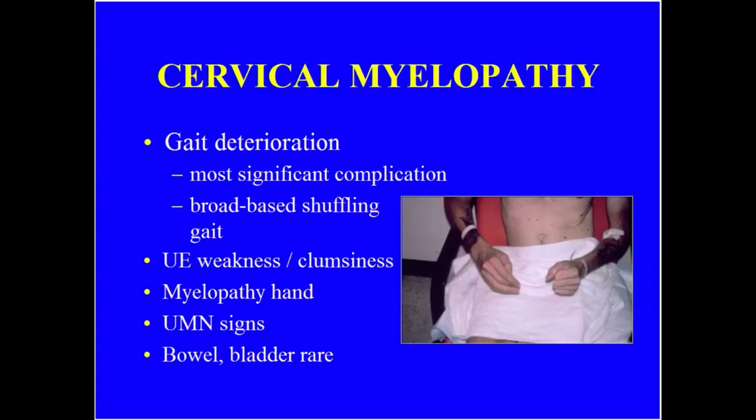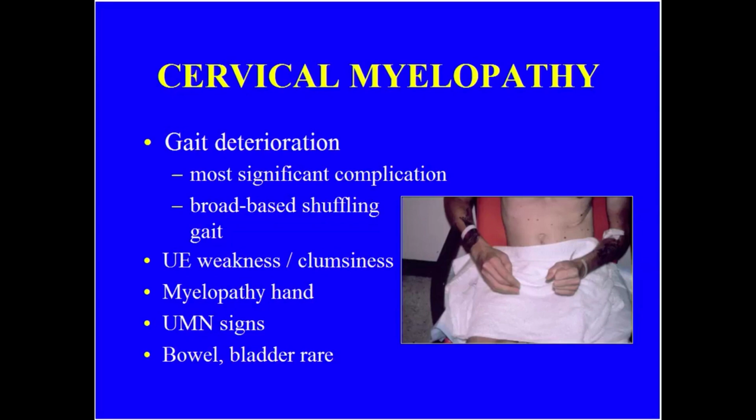What are some of the clinical sequelae of cervical myelopathy? Well, the hallmark sign and or symptom is gait deterioration, and it's certainly considered the most significant complication of cervical myelopathy. It's what some grading systems are based upon, and the classic myelopathic gait is a broad-based shuffling type gait.